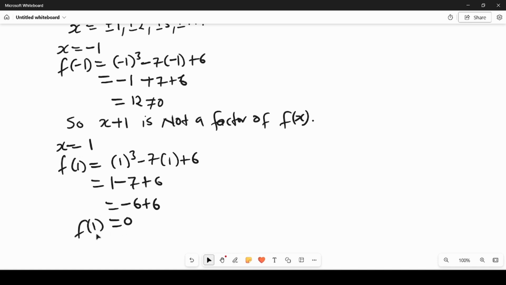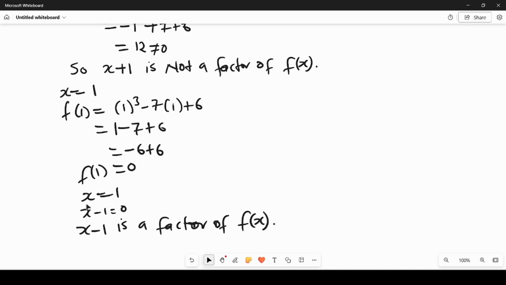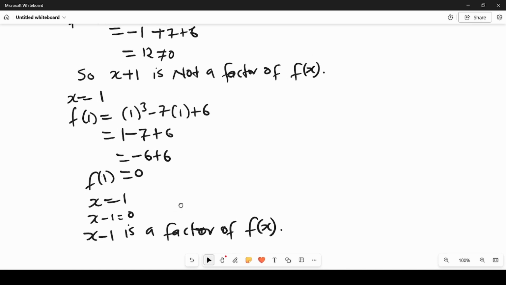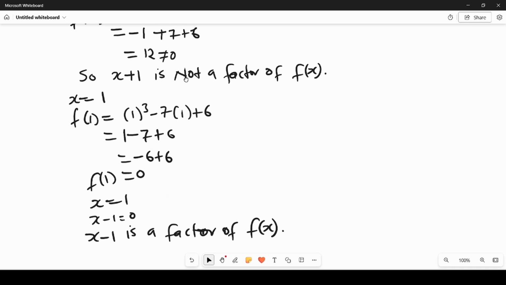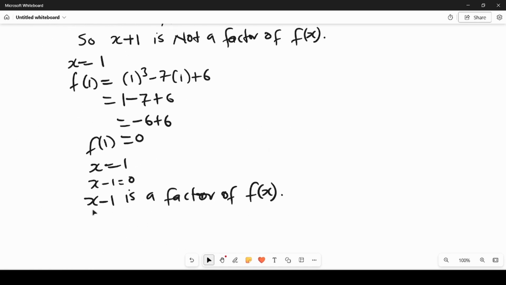So this implies that, since we used x is equal to 1, x minus 1 is equal to 0. So x minus 1 is a factor of f of x. So we have found one factor, and we need to look for other factors. If you want, you can continue substituting the different values of x, or you can just divide the factor that you have found into the given polynomial.